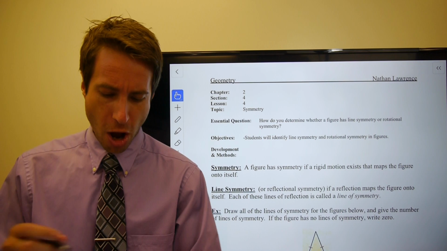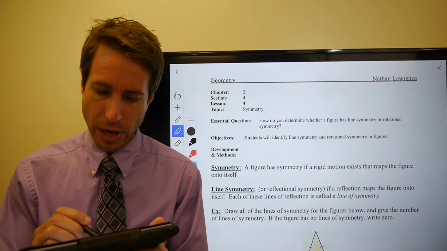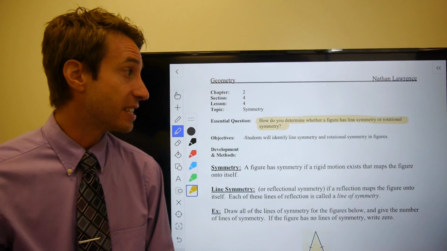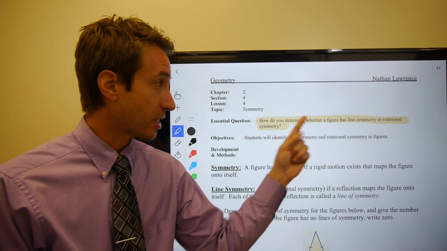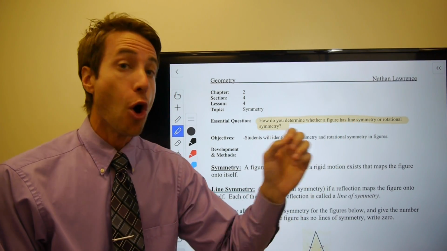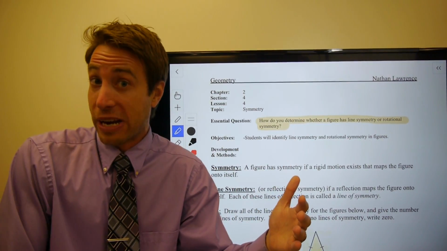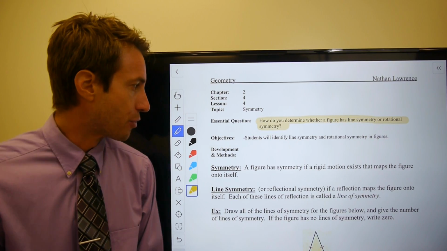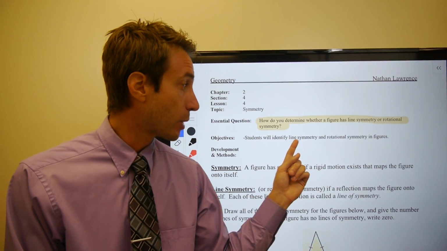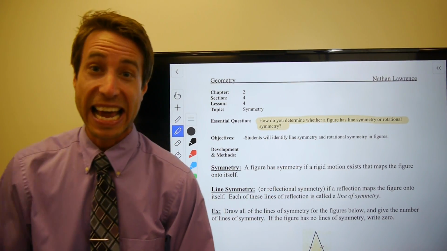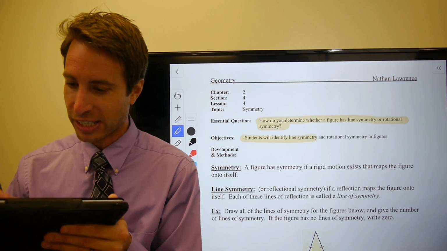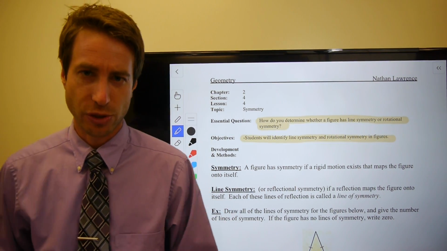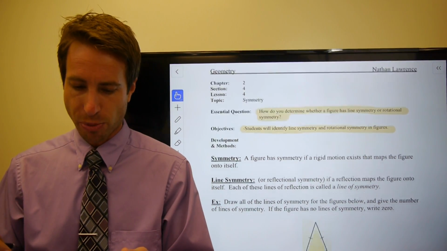Before we do that though, our essential question, right? The question we want to be able to answer by the time we get to the end of this set of notes: does a figure have a line of symmetry? Or, because it could have both, rotational symmetry. Our objectives: you need to be able to identify lines of symmetry and rotational symmetry. Symmetry, super easy. Let's just jump right into it.